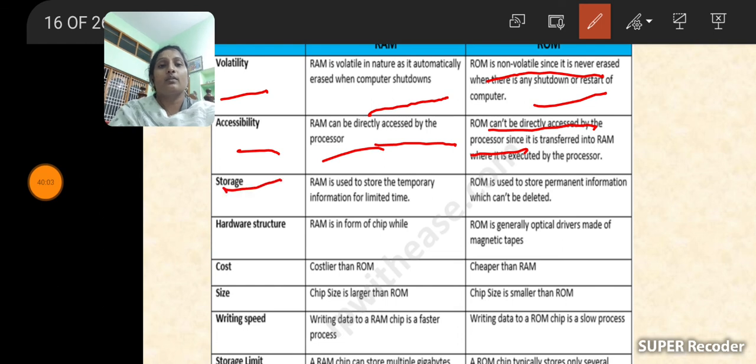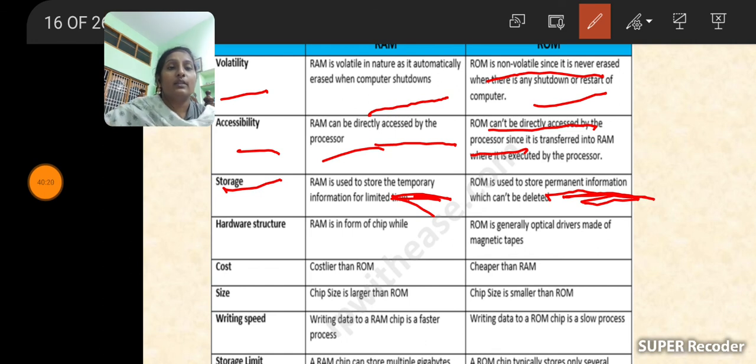And coming to the storage, RAM is used to store the data temporarily. Why? Because if the power is erased or the system is shut down, the data also will be erased. But ROM is used to store the data permanently. Why? Because it is a non-volatile memory. Even though the power is switched off or the device shuts down, the data is retained.